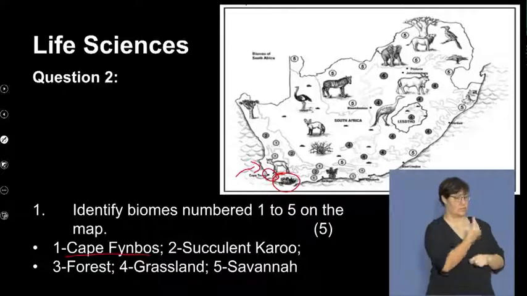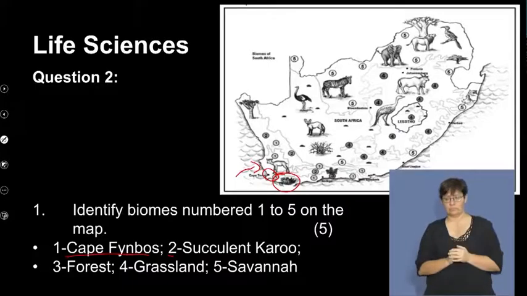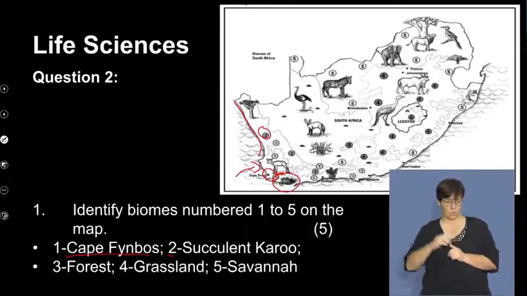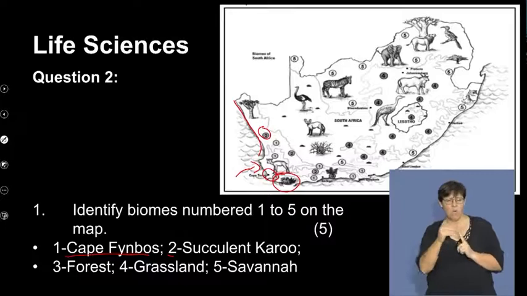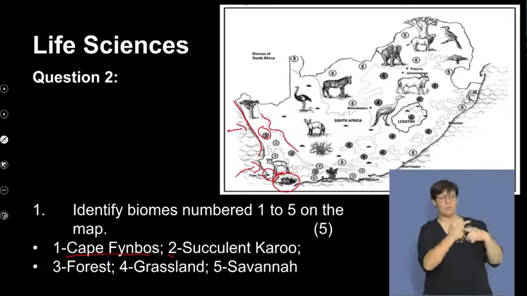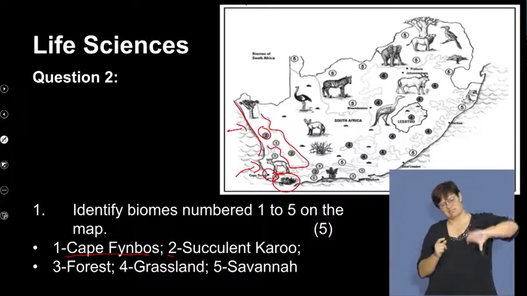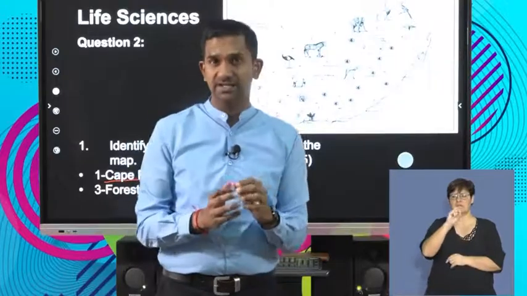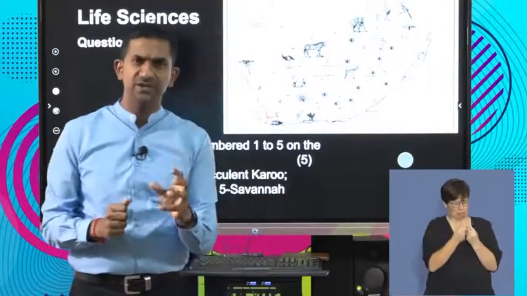So that's area number 1. Area number 2 is called the succulent Karoo, and this is along the west coast of South Africa. You can see that this area is obviously along the western coast, but it's prevalent along most of the west towards the interior. It has unique plants called succulents that are adapted to the extremely dry and arid conditions in that area.